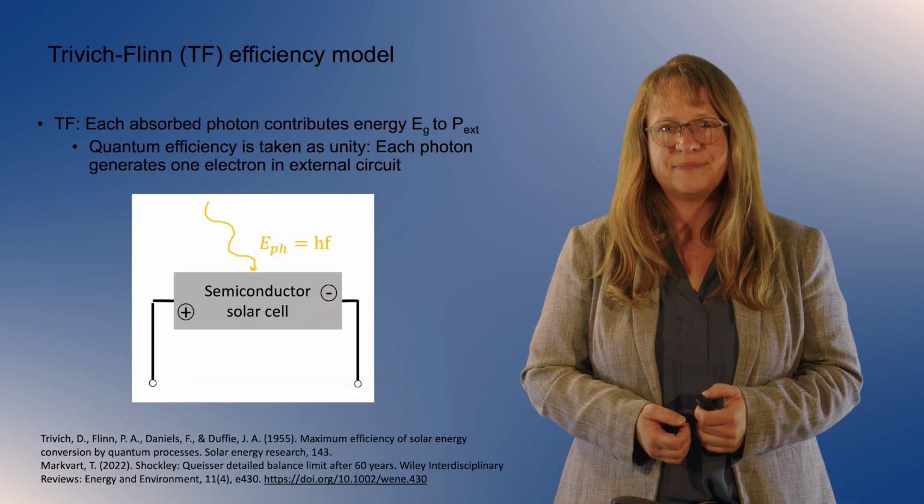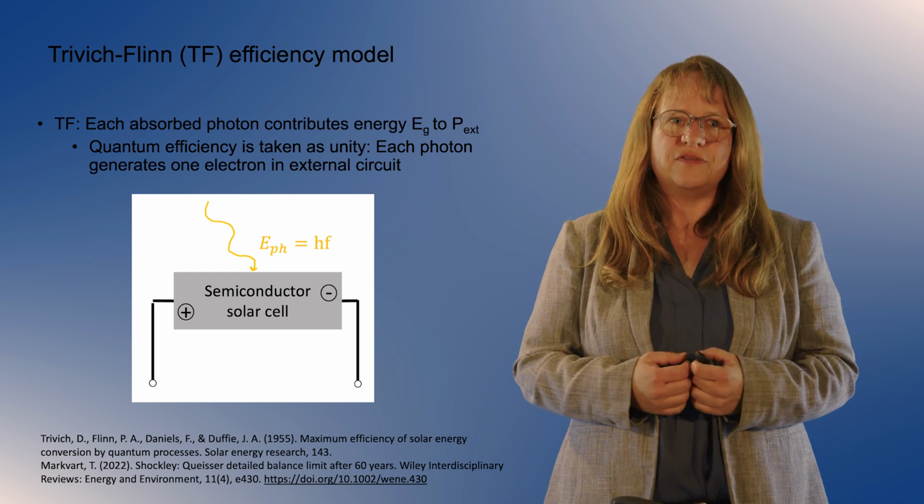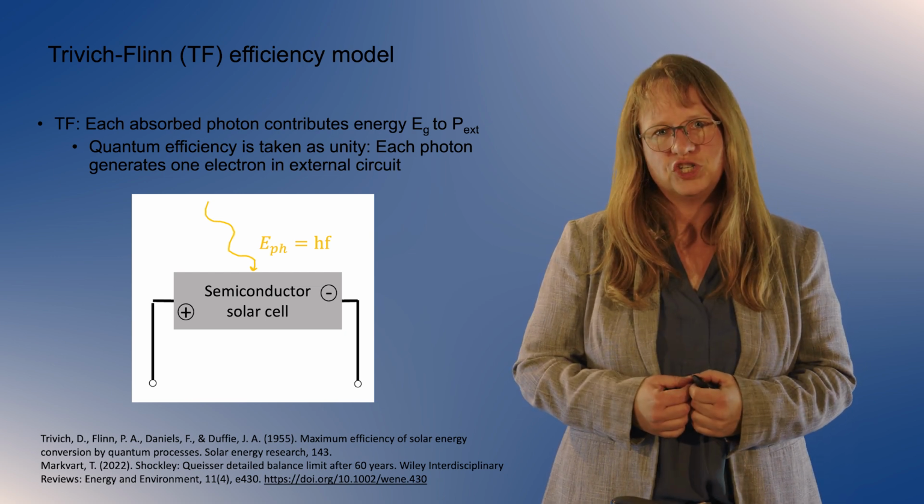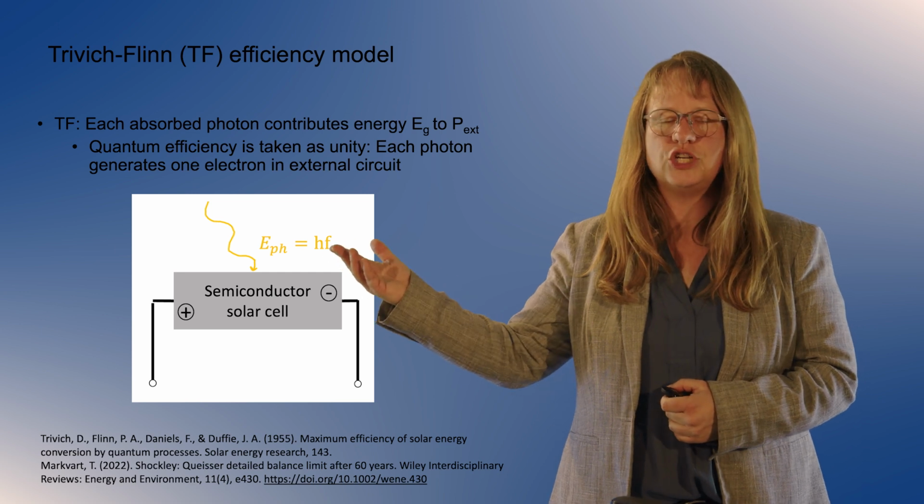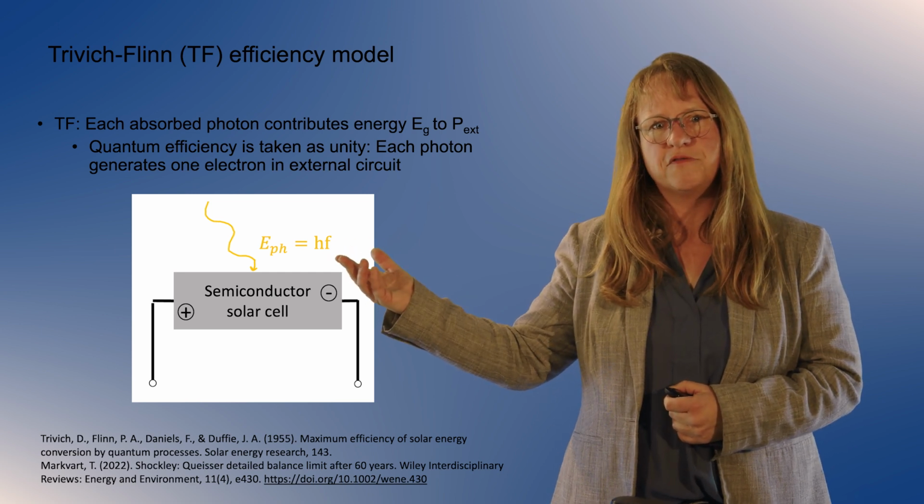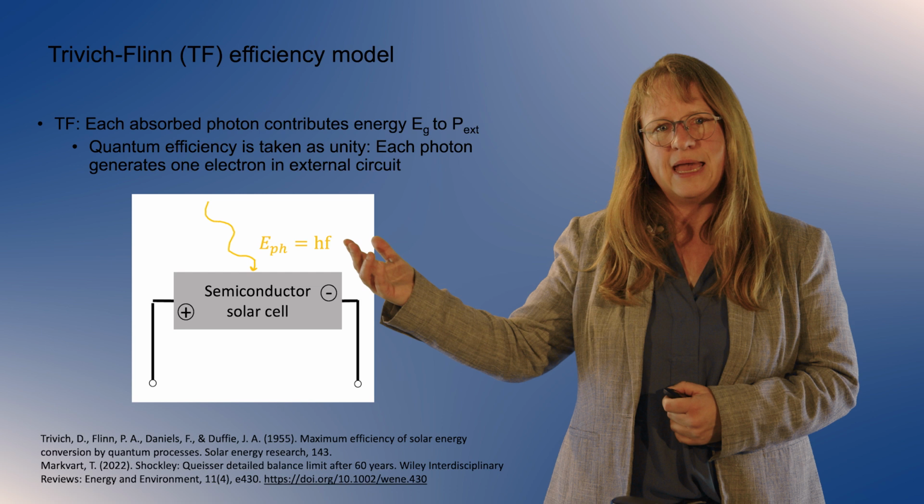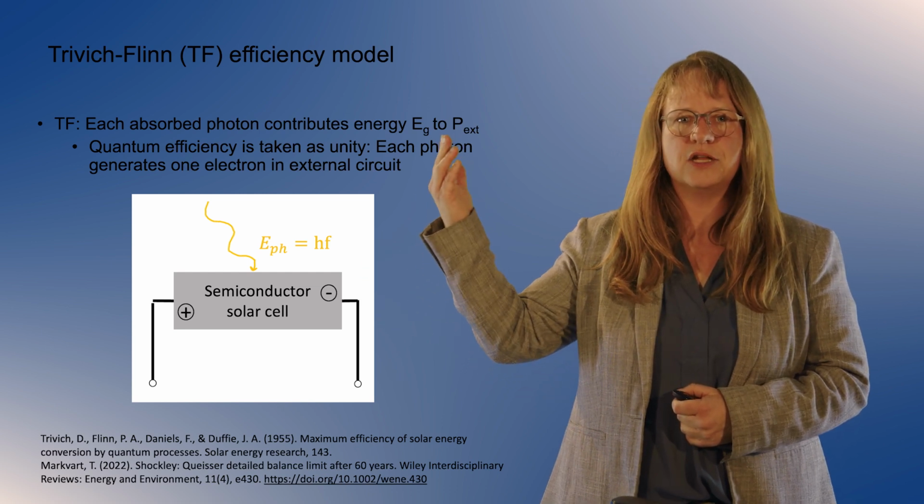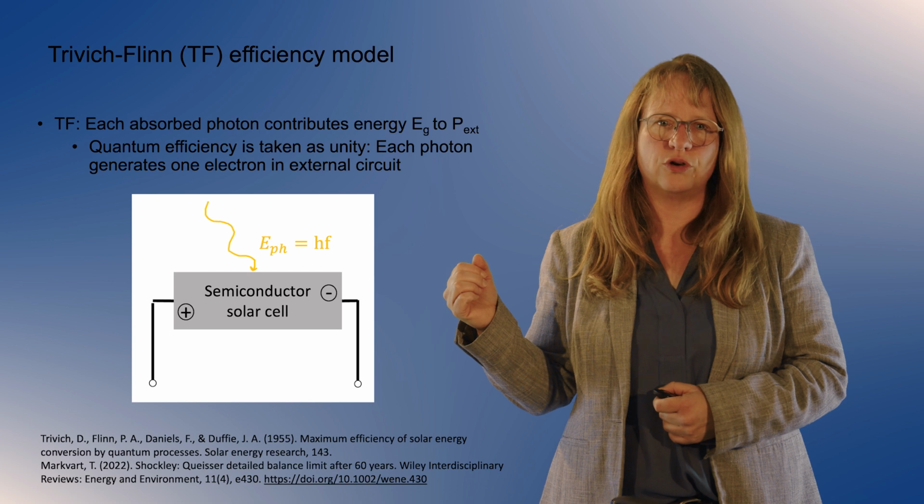Hello, and welcome to this video discussing the Prince model for determining the maximum efficiency of a solar cell. We looked in a previous video at the Trivich-Flinn model. In the Trivich-Flinn efficiency model, the idea is that each photon has a certain photon energy hf, and we can only extract the bandgap energy EG to the external circuit.